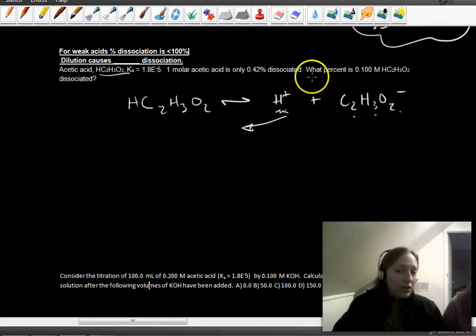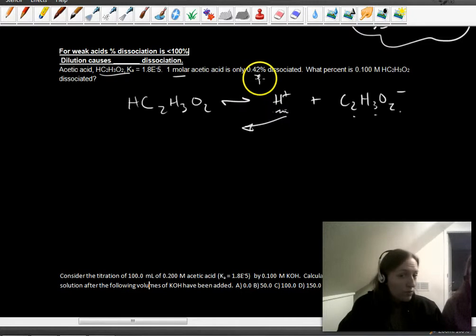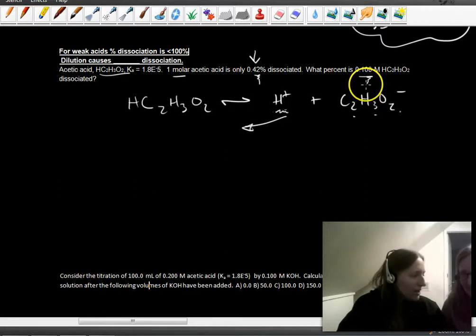And here we're going to actually calculate how much is dissociated. For example, 1 molar acetic acid is only 0.42% dissociated, which is remarkably small because 1 molar hydrochloric acid is 100% dissociated. This is little. And when you've got 0.1 molar acetic acid here, is that going to be more or less dissociated? Less. Less? No. More dissociated. Yeah, you got it right the second time.